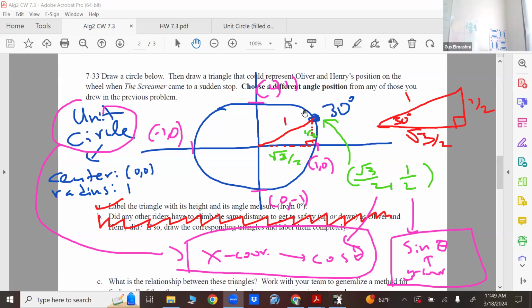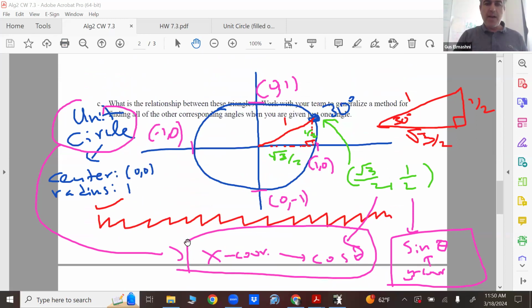Right? These people are sitting right here, 30 degrees. How far is this person off the ground? That was 100, and that was 50, obviously. If that's 1, that's 1/2. Then how far are they away from the center? What are the zeros? And those things change in a periodic fashion as you go around the circle. And once you do a full revolution, you've done one cycle. That's how trig works.